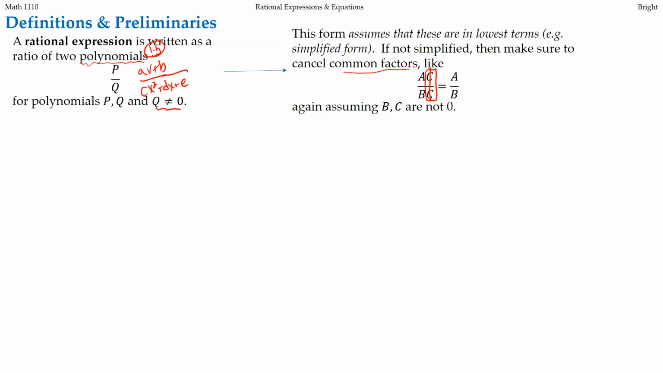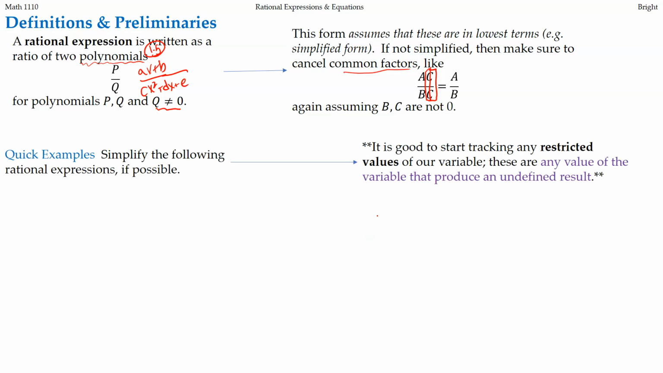Okay, so then we're just going to jump right in and do some quick examples. One thing that we want to do as we progress along is start to keep track of what we call restricted values. These are values that produce an undefined result, in essence the values that would cause us to divide by 0. We'll go through how to find these in each of the problems that we work on. So here they are, and if you want, you can pause the video and try them out for yourself. Otherwise, I'm going to dive right in.